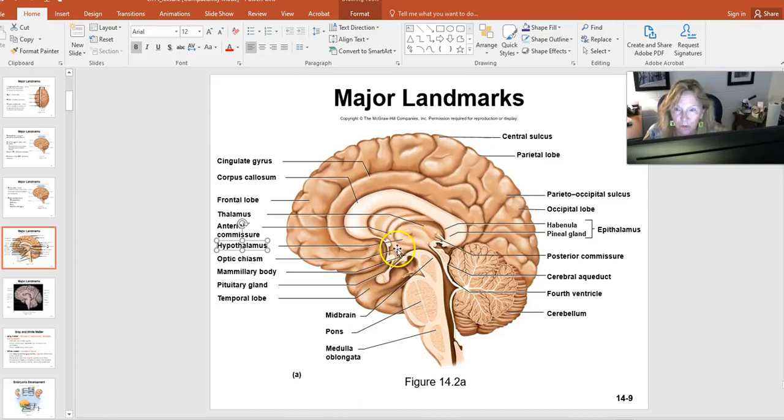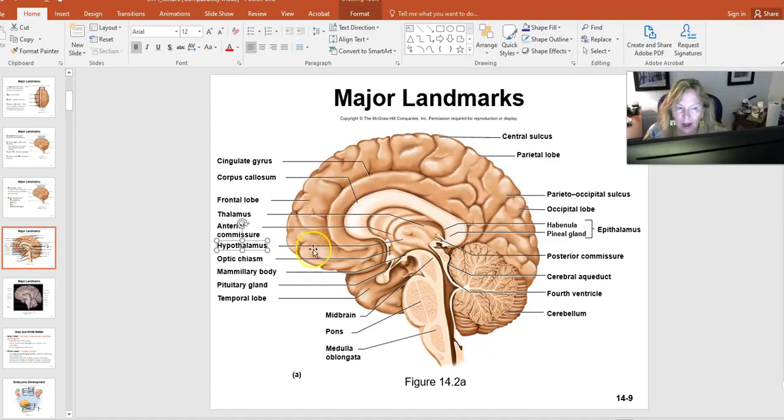Temperature control, almost anything that you can think of as a major drive for survival is coming from the hypothalamus first, sending signals to the pituitary, which then sends signals on to widespread areas of the body.